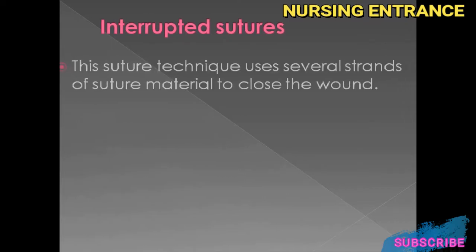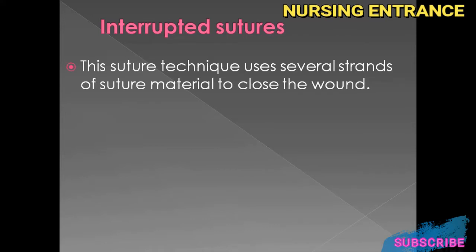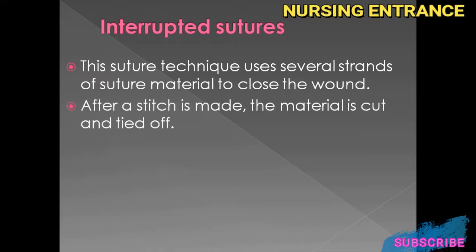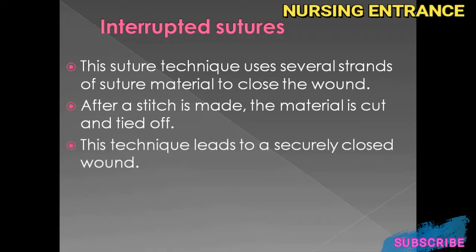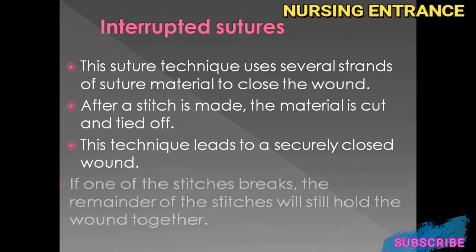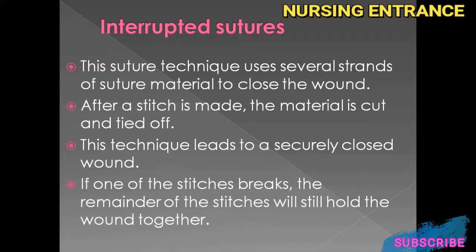Next one is interrupted sutures. This suture technique uses several strands of suture material to close the wound. After a stitch is made, the material is cut and tied off. This technique leads to a securely closed wound. If one of these stitches breaks, the remainder of the stitches will still hold the wound together.